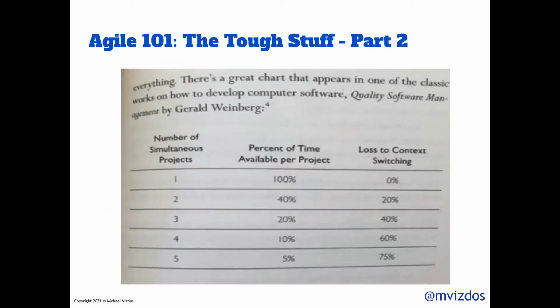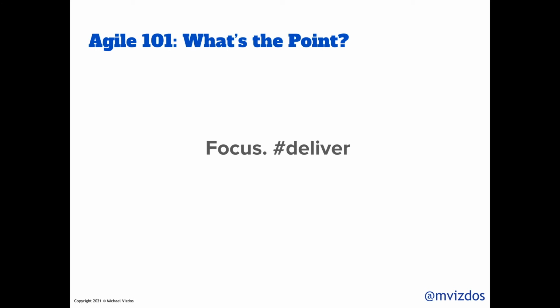Jerry Weinberg has a really good chart about the loss to context switching and the percent of time available per project. If you're working on simultaneous projects, you can see as you go from 1 to 5, the effectiveness that you have and the loss that you have to context switching. Again, the point is focus, #deliver.